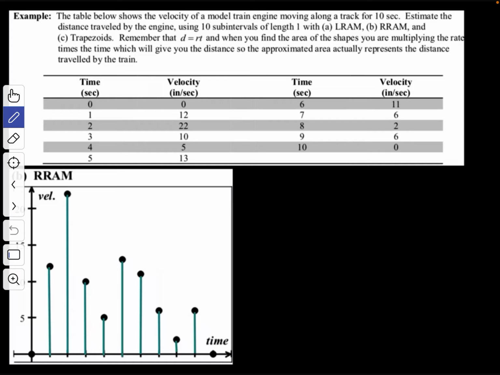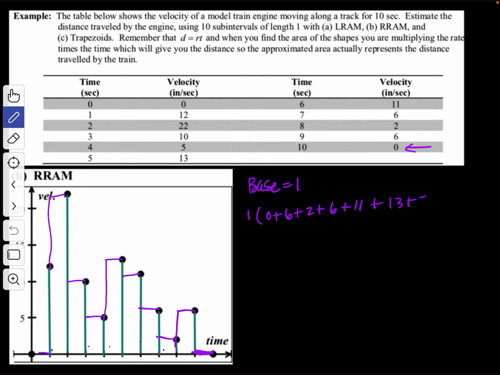All right, let's try it with an RRAM this time. And so I'm going to be starting with the furthest right. So my rectangles are these guys. All right, so 1, 2, 3, 4, 5, 6, 7, 8, 9, 10. There's my rectangles. Again, my base is 1 unit, and I'm starting with 0 this time. So 1 times 0 plus 6 plus 2 plus 6, 7, 13 plus 5 plus 10 plus 22 plus 12. And that also gives me 87 inches.